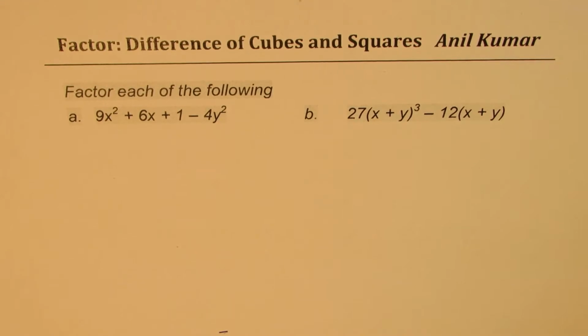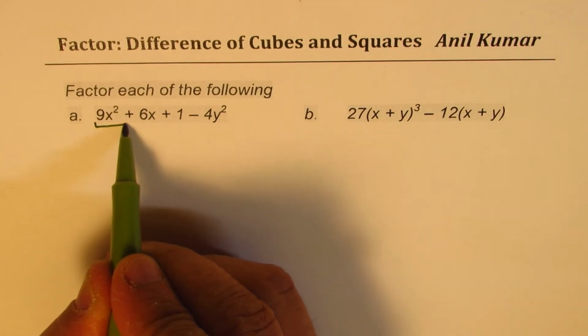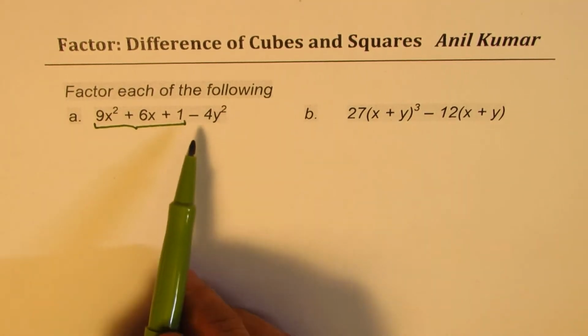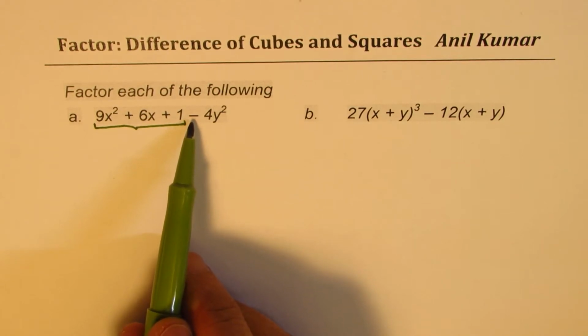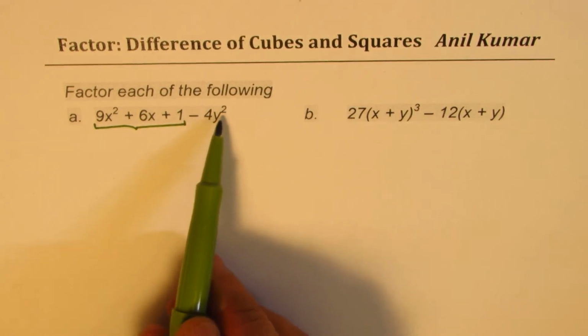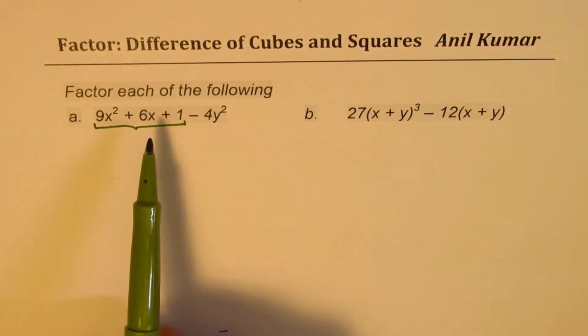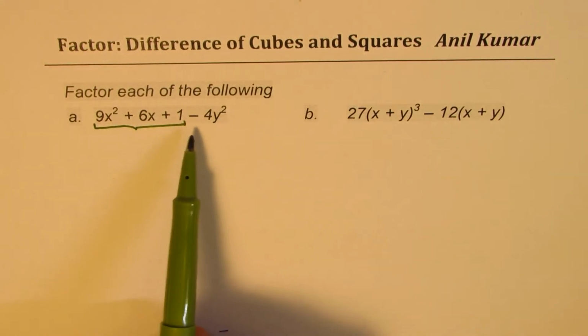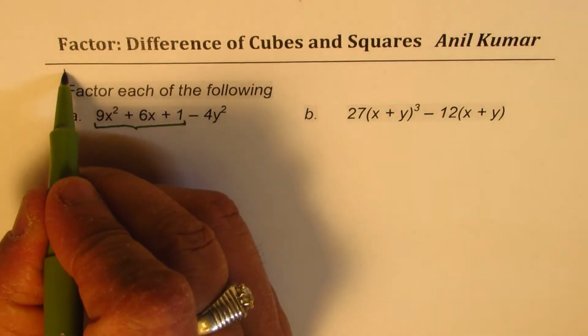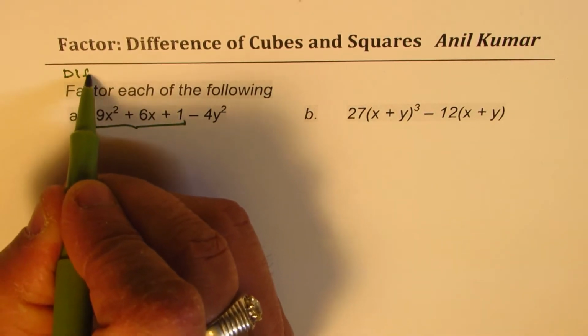So what we can do is that we can combine the three, a trinomial, and then as you can see here, minus 4y squared. So that's a perfect square, right? 2y whole square. So that gives you an idea that we could do difference of squares here. So we are going to do difference of squares to factor.